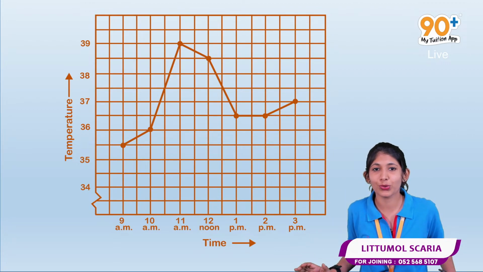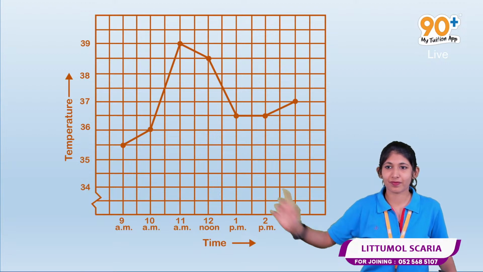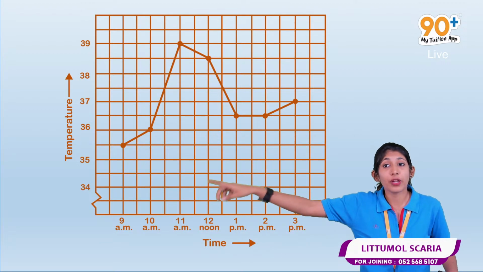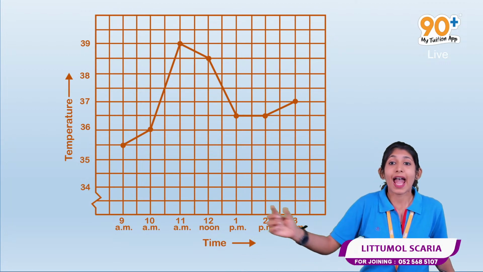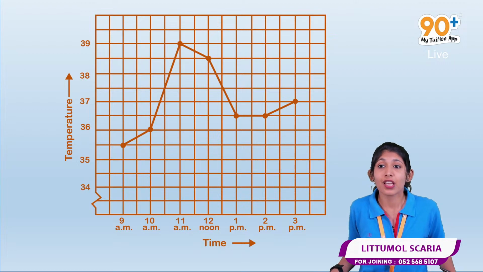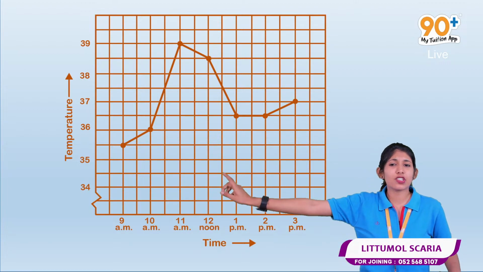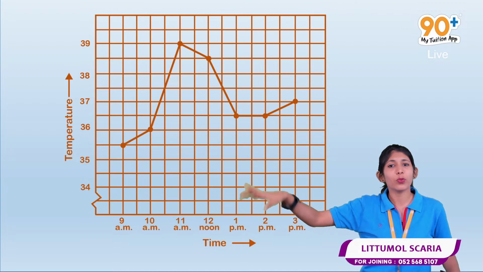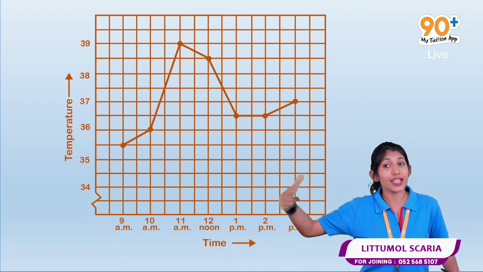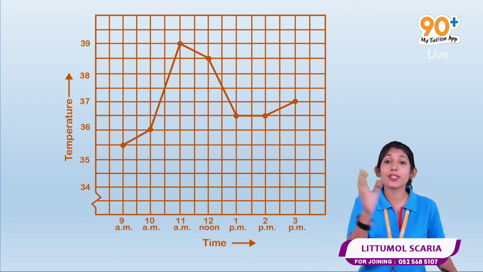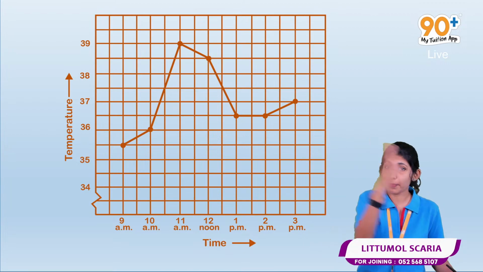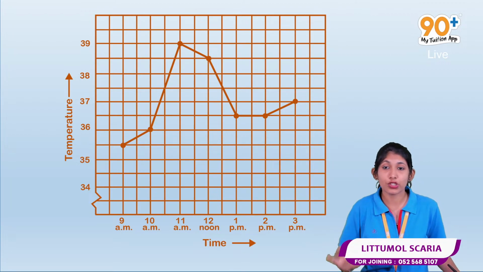Yes, Halimatu, you are correct. 9 to 10 also it's increasing. From 10 to 11 also it's increasing. And from 2 to 3 also the temperature is increasing, right? So we can generalize it: instead of saying 9 to 10 and 10 to 11, we can directly say during the period 9 to 11 and 2 to 3, right?